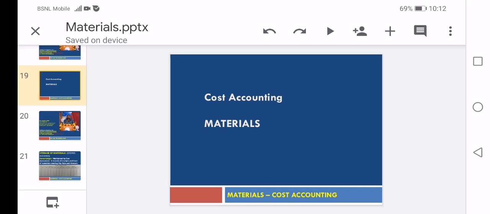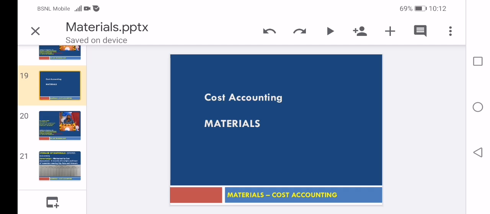So far, in session 1, we learned what is materials, meaning and definitions, classification of materials. Then later we started learning techniques of materials management. In the techniques, we covered so far ABC analysis, VED analysis, and other analysis that we have.